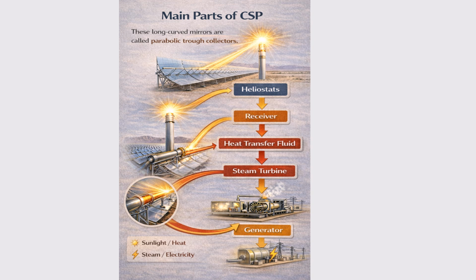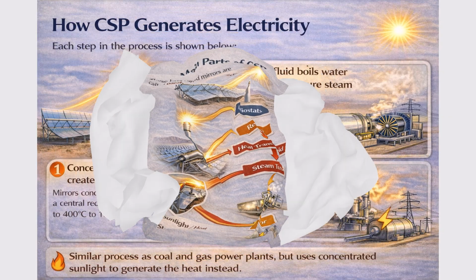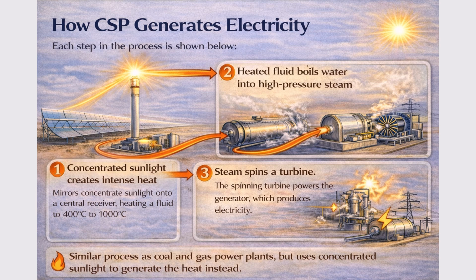How exactly does CSP go through all those stages to generate electricity? Can you take us through the process step by step? The 3 key steps are these. Step 1, concentrated sunlight creates intense heat. The mirrors focus sunlight onto a central receiver, heating a fluid to temperatures between 400 and 1000 degrees Celsius, far hotter than a conventional boiler.